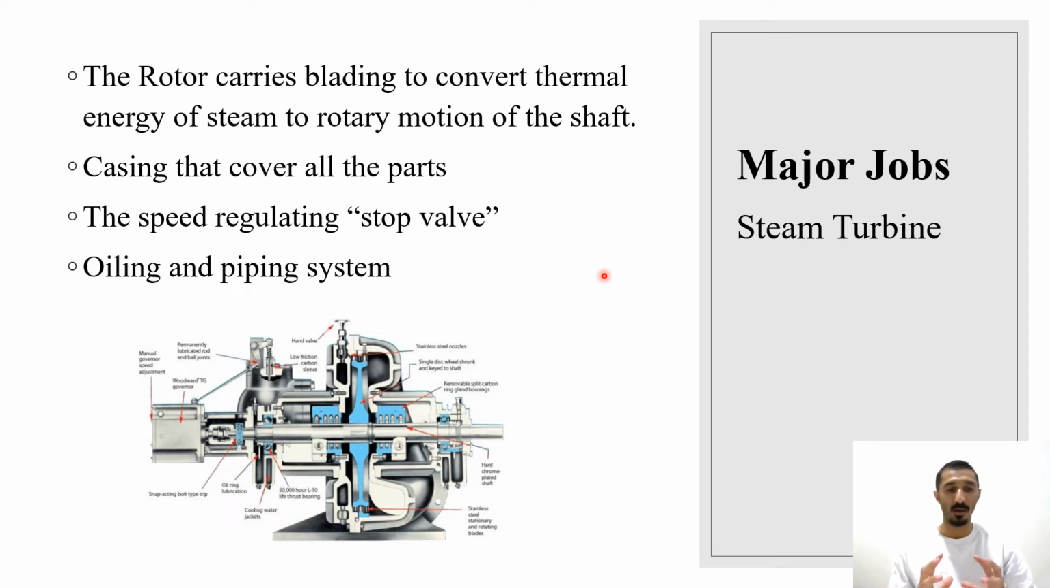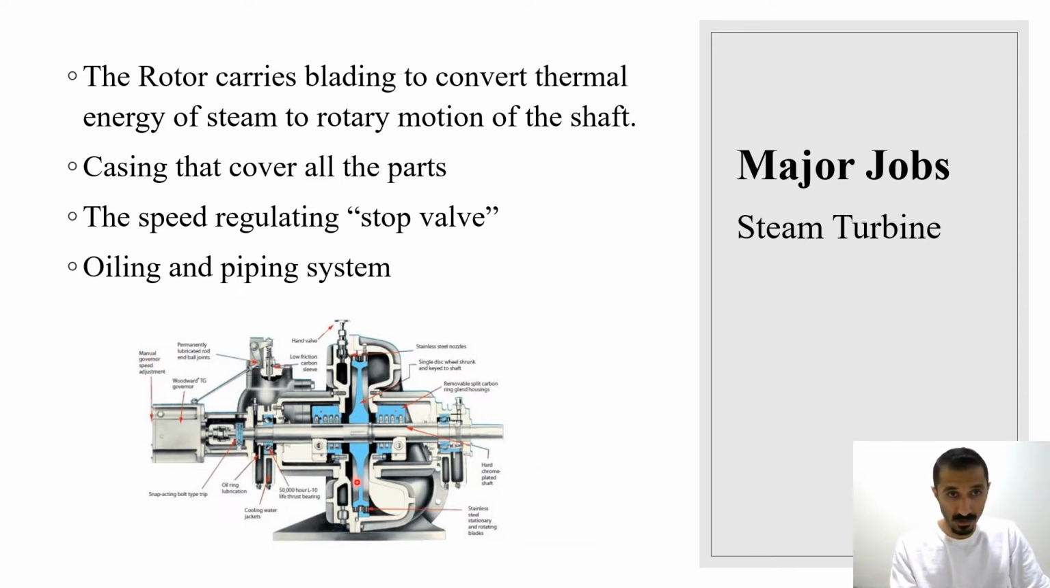Steam turbines are the main power source, or rotary source, that moves the products in the plants, because it costs less than an electric motor, and it runs for long times with fewer repairs. Here we have the rotor, which carries the blading to convert thermal energy of steam to rotary motion. As you can see here in the picture, we have the rotor, the boss, and the governor.